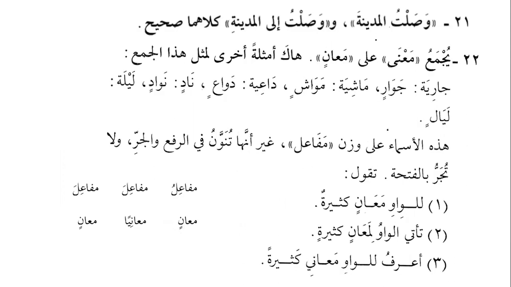21, it says وصلت المدينة ووصلت إلى المدينة كلاهما صحيح. So وصل يصل, you can use it with the preposition of إلى, and you can also use it without the preposition of إلى as well. Like in English we say I reached home. So we don't really use to with that. So in Arabic it's possible to say وصلت المدينة, I reached the city. ووصلت إلى المدينة, the translation will be the same. I reached the city, but it is possible to use with the preposition of إلى, and we can also use it without إلى. كلاهما, both of them. كلاهما صحيح, are correct.